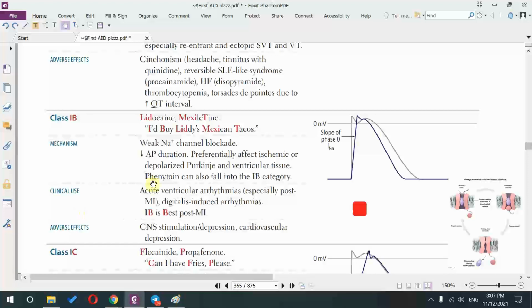So, mexiletine is the oral form of lidocaine. Okay. So the clinical use: acute ventricular arrhythmia, especially post-MI, digitalis-induced arrhythmias as well.